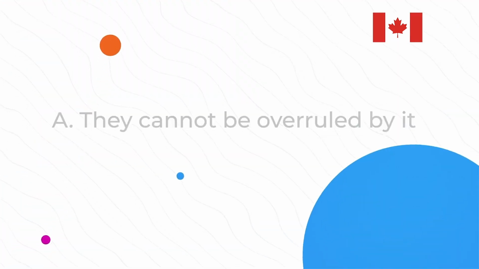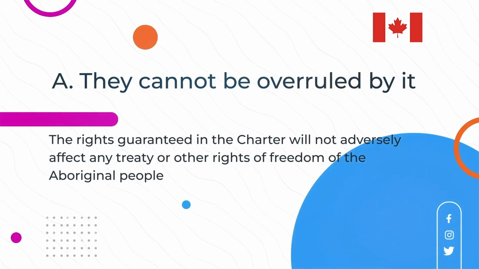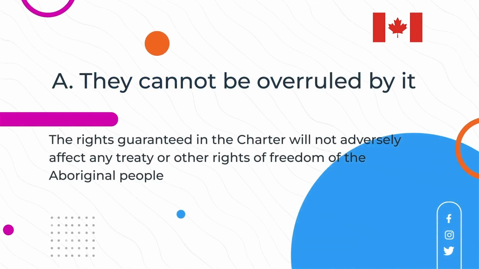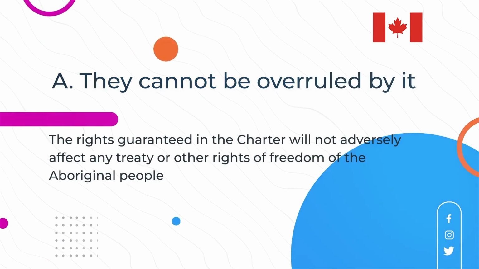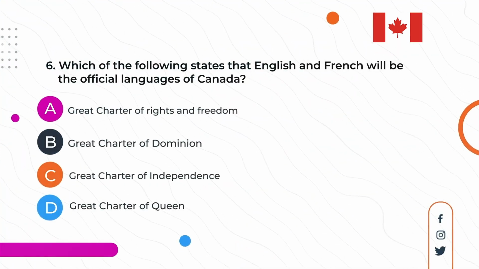Answer: A. They cannot be overruled by it. The rights guaranteed in the Charter will not adversely affect any treaty or other rights of freedom of the Aboriginal people. Number 6. Which of the following states that English and French will be the official languages of Canada?